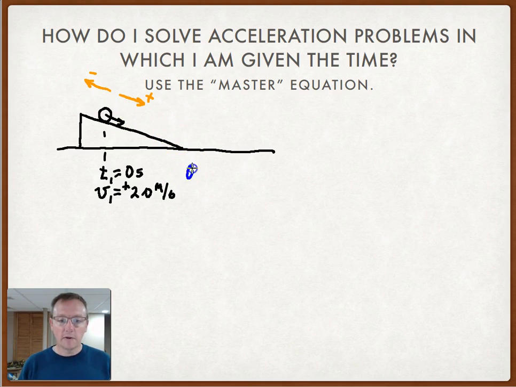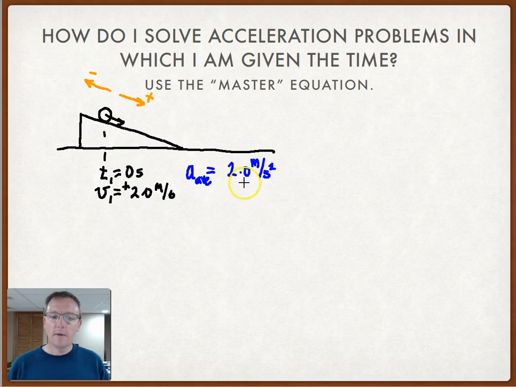Let's imagine that its acceleration down the ramp, which of course is an average acceleration, is 2.0 meters per second squared. So what does that mean? That means that it's accelerating 2.0 meters per second every second that it goes down the ramp.